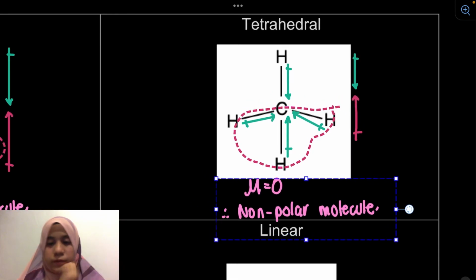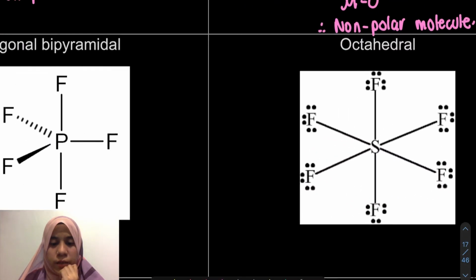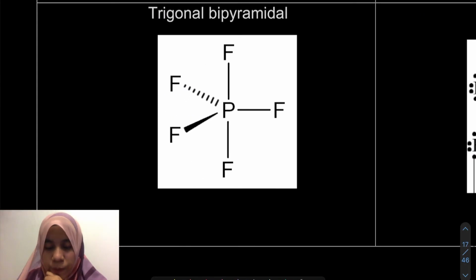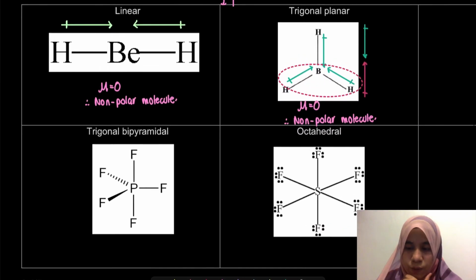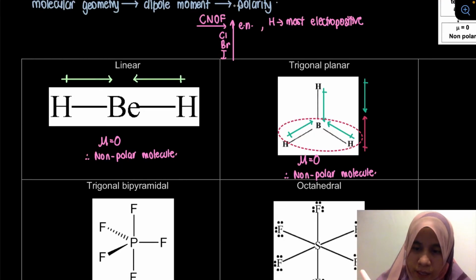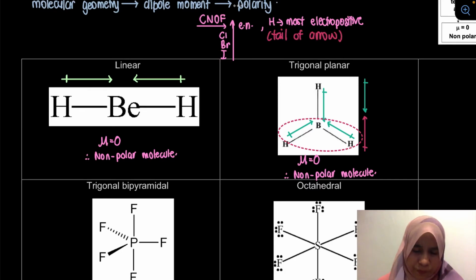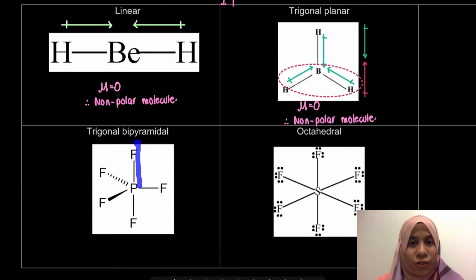Okay, so how do we look at trigonal bipyramidal? For trigonal bipyramidal, we draw the arrows. One here. For hydrogen earlier, we know the arrow starts with hydrogen. An easy hint for hydrogen is that it starts the tail of the arrow. Now we have phosphorus and fluorine. And we know that fluorine is the most electronegative. So in this case, our arrows go towards fluorine, because fluorine is electronegative.